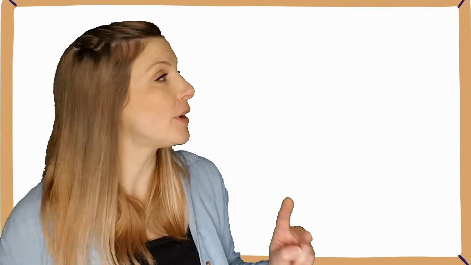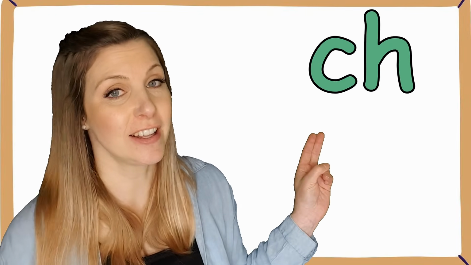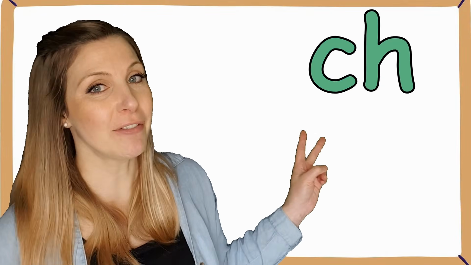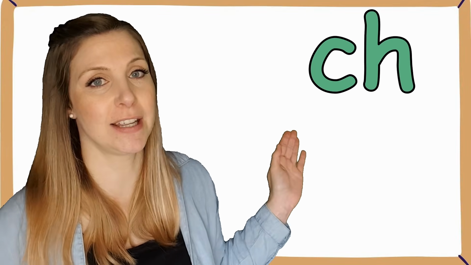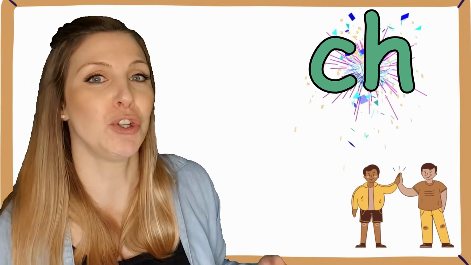So for example, if you've got the letter C and the letter H and they are next to each other, they no longer make the sound K and H. When they're right next to each other, they make a new sound. They're a new digraph and they make the sound Ch. I always tell my students that C and H, they're really good friends. And when they come together, they can do some magic. And this is why they make a new magic sound. The sound Ch, like in cheese. Ch, cheese.